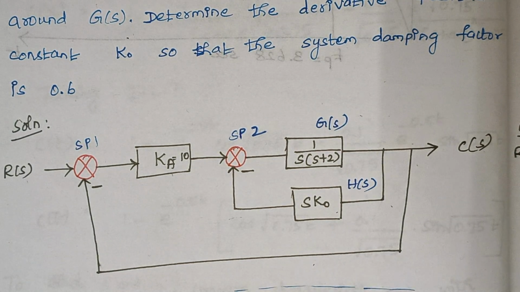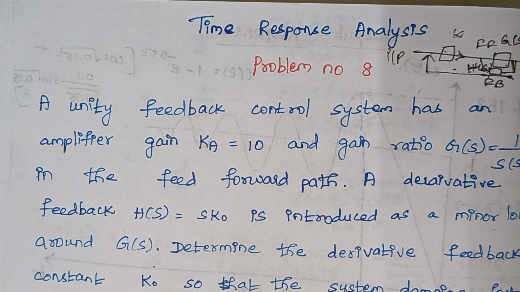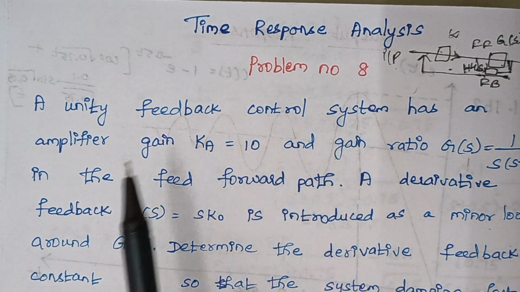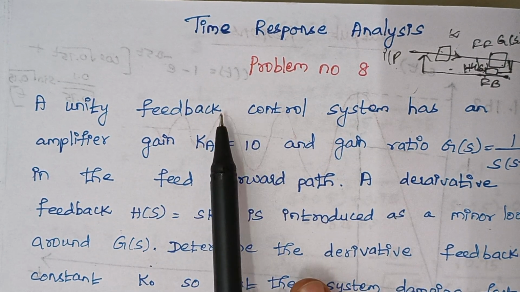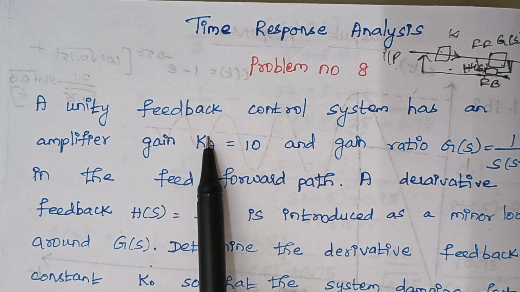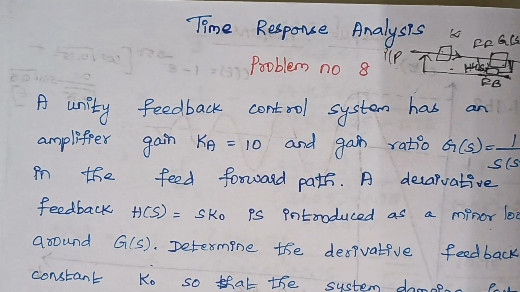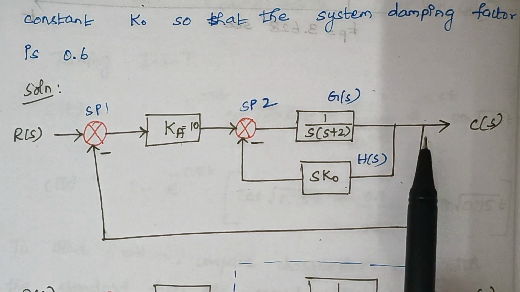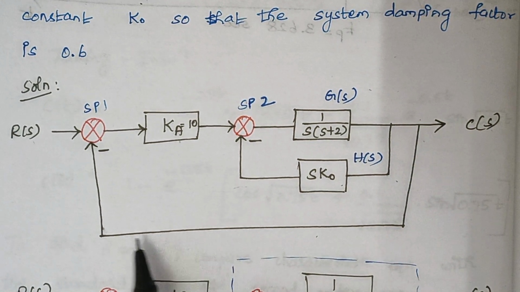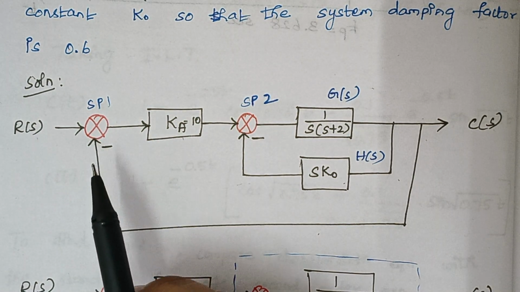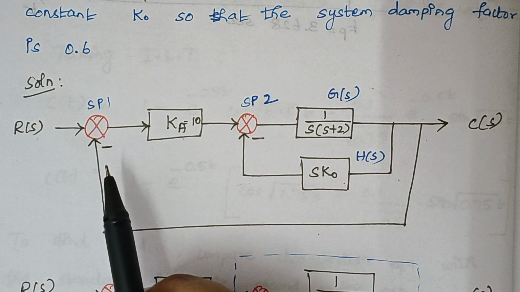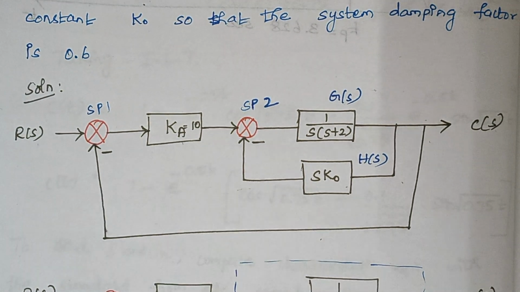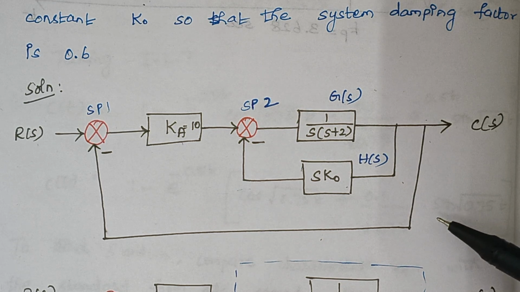When you look at this first line, see the problem here: a unity feedback control system has a gain K equal to 10. So the type of feedback is a unity feedback. This is for the entire control system. This is the reason here we have drawn a unity feedback element. As I already said, whenever a unity feedback is given, we should assume a negative feedback. Hope you people understand this block diagram well.